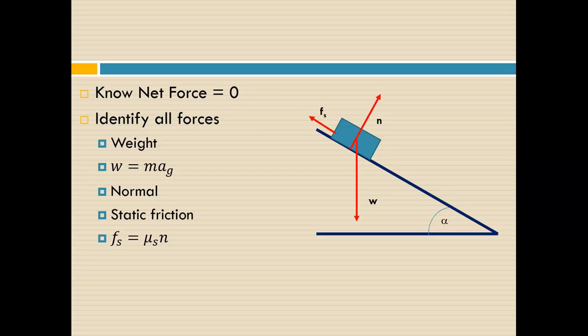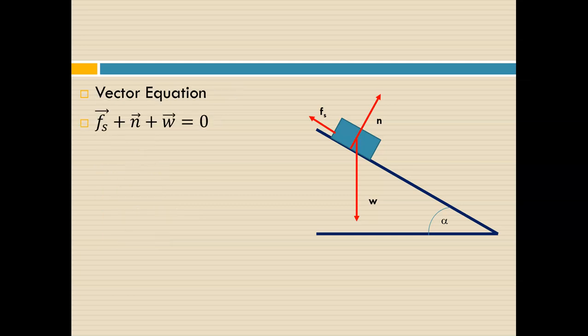We don't know the magnitude of that, but we can calculate it because we have an expression that says the maximum static friction, F sub s, is going to be equal to mu sub s times n. All right, so we have our three forces. We know the acceleration is 0, so let's go ahead and write the vector equation of Newton's second law, which gives us F sub s plus n plus w equals 0.